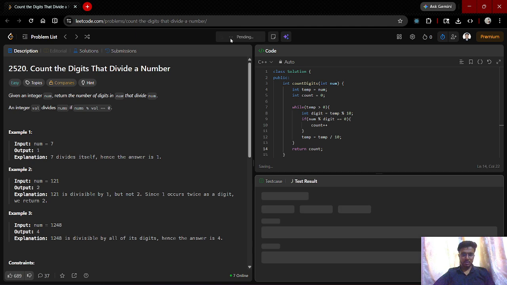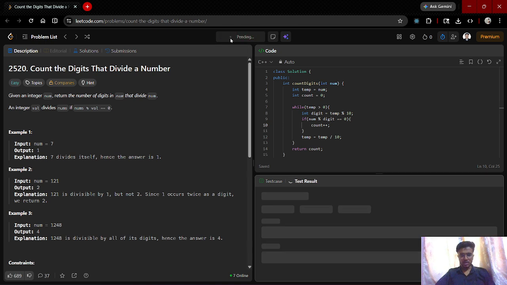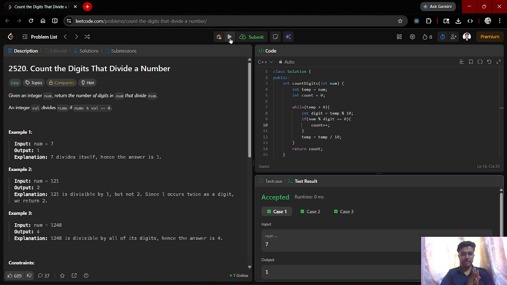Let's run this code. Waiting for the test result: compile error because of a semicolon mistake. Again run this code. So accepted. Submit this question.